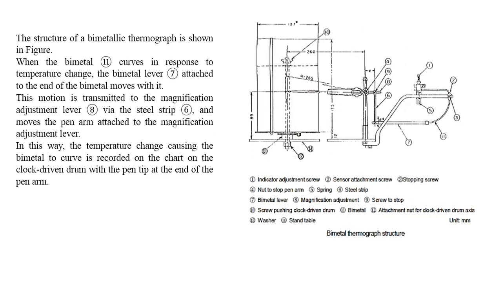Now, the working of the bimetallic thermograph is as follows. The structure is shown in this figure. When the bimetal curves in response to temperature change, the lever attached at the end of this metal strip moves. The motion is magnified using an adjustment lever via a steel strip, which moves the pen arm attached to its magnification adjustment lever. In this way, the temperature change causes the bimetal to curve, and it is recorded on the chart on the clock-driven drum with the pen tip at the end of this pen arm.